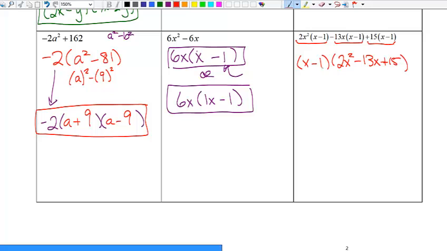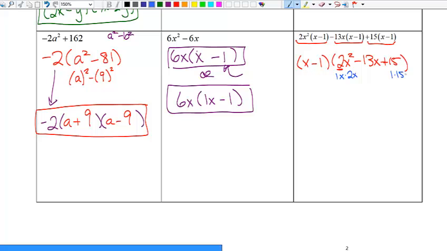Okay, x minus 1 can't go any further, but the second parentheses can. How many terms are there? 1, 2, 3 terms in there. Is a equal to 1? Well, no, because there's a 2 here. That means it's a little bit harder trinomial, which means you can either use guess and check or the AC method. On this problem, I'm going to use guess and check, so I can factor this into 1x times 2x.